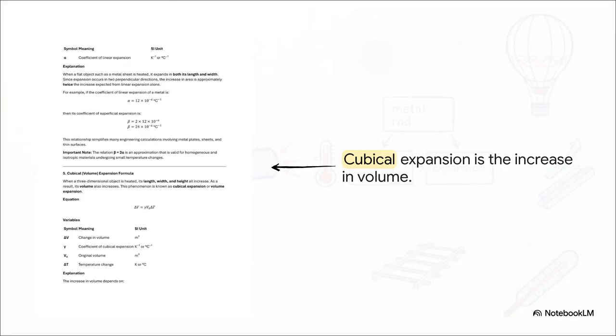And naturally, we live in a 3D world, right? So the cubical expansion formula works exactly the same way. The change in volume, delta V, relies on the initial volume, the temperature change, and our 3D expansion coefficient, gamma.